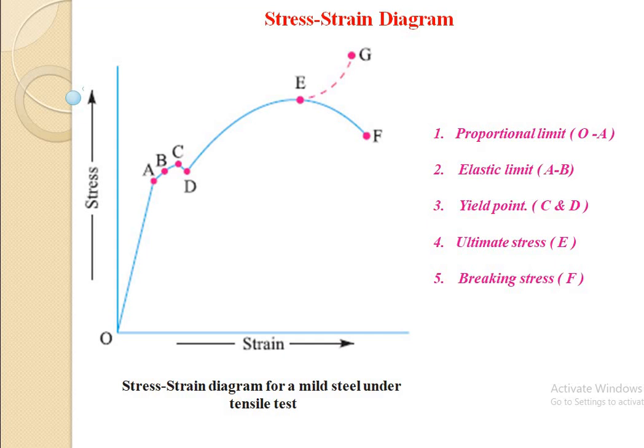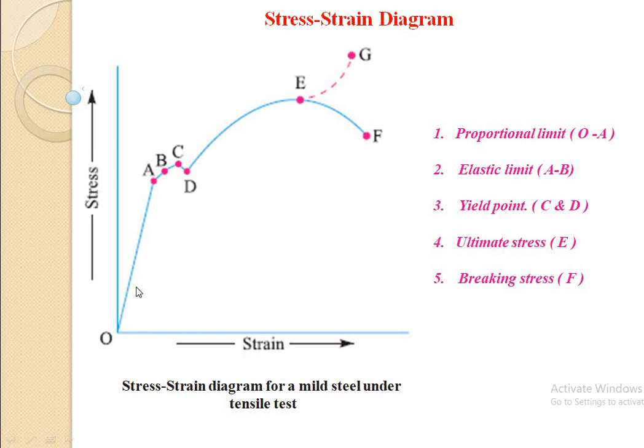When we apply the load on that bar, we measure and note down that load, and we measure the corresponding change in length. Then stress is found by using the formula: corresponding load divided by cross-sectional area, and strain is found by dividing the change in length by the original length of the specimen. In this way, stress and strain are determined by using a simple tensile test.